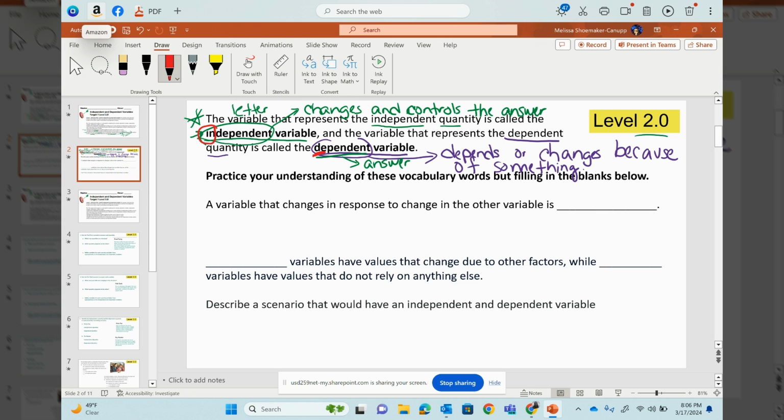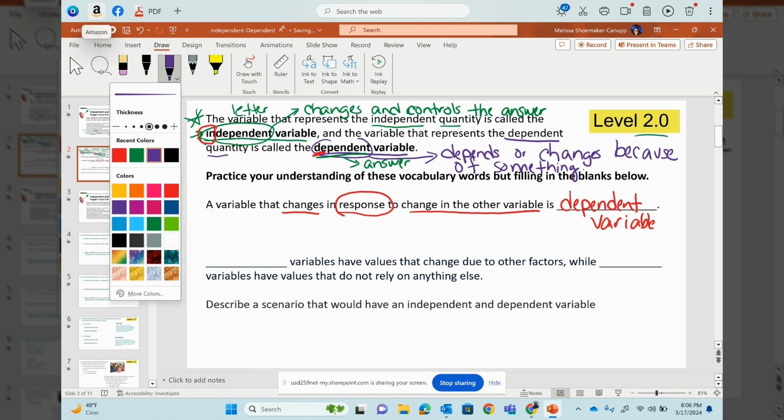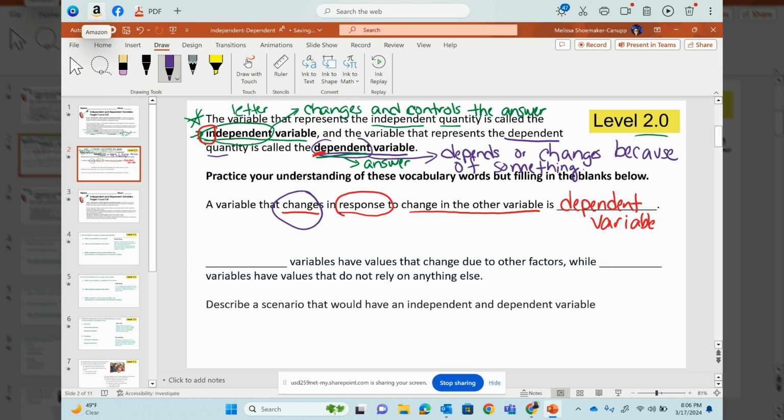Okay. So we're going to fill in the blanks here to practice these vocabulary words. A variable that changes in response to change in another variable. That's going to be the dependent. Okay, let's talk about why. Well, the first reason why is it changes in response. That means something else is controlling it. What's controlling it? The independent item.